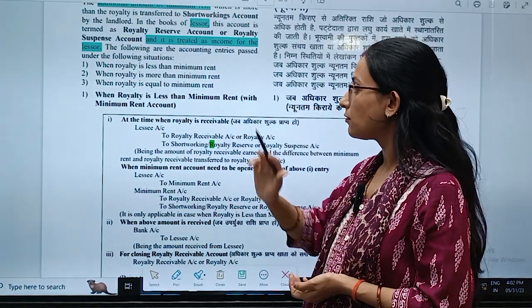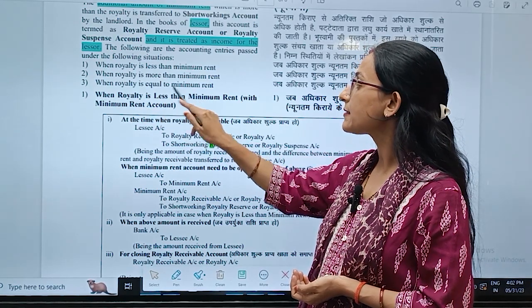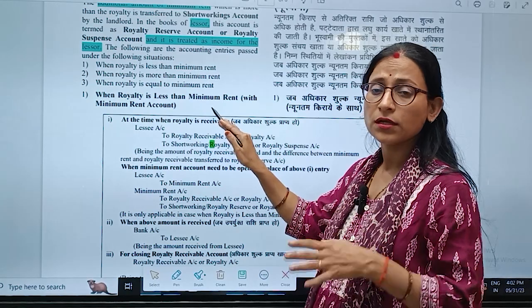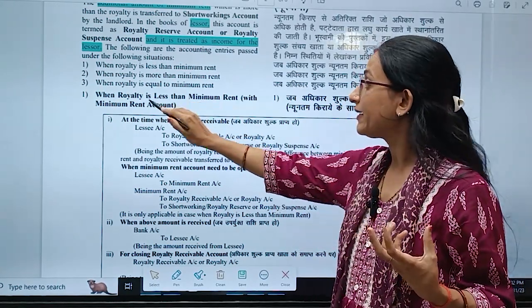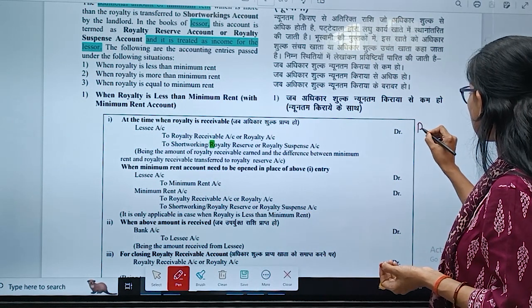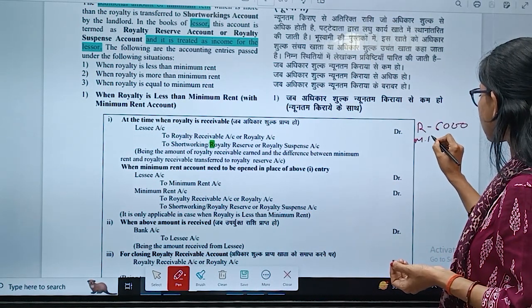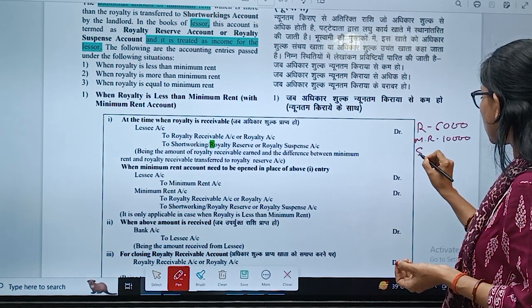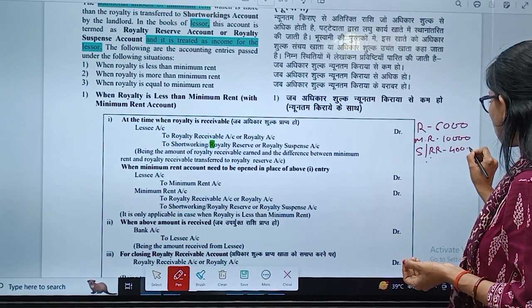First we'll see the first situation, when the royalty is less than minimum rent. Whenever the royalty is less than minimum rent, it means there is a short working, means royalty earned is less. Royalty earned is 6,000 and the minimum rent is 10,000. Then the short working or royalty reserve is 4,000.